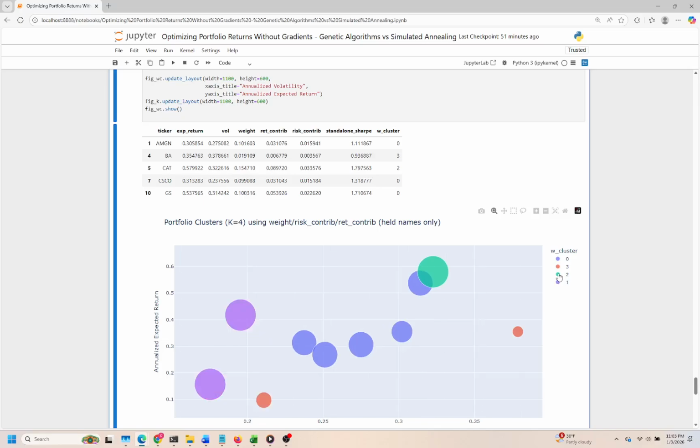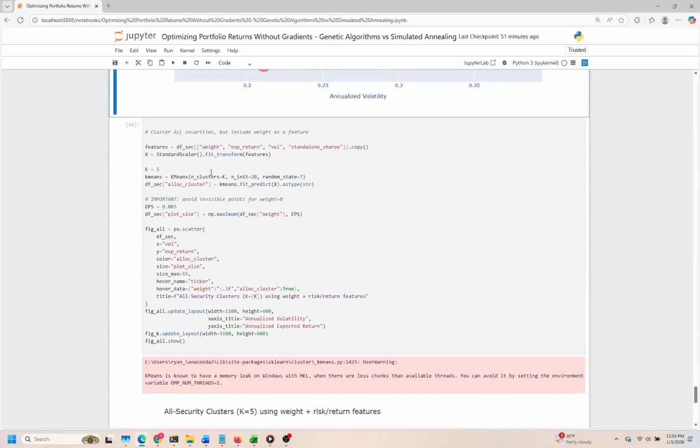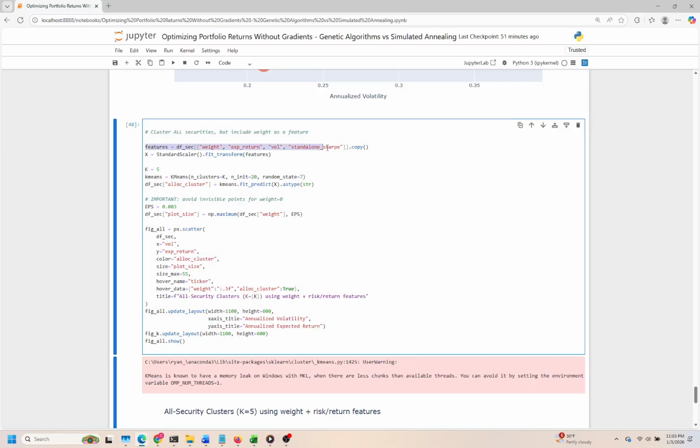Cell 11. In this cell, we're diving into the process of clustering all the securities based on a variety of features, while incorporating weight as a key component. This is crucial because it allows us to identify distinct groups of securities that share similar characteristics, which can inform investment decisions.